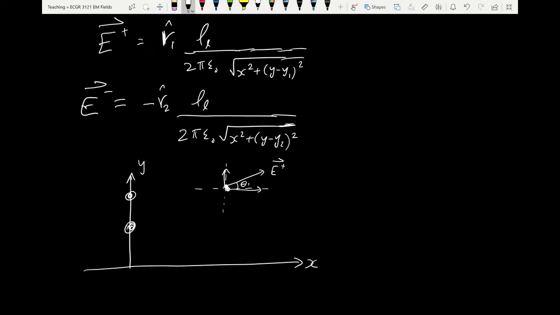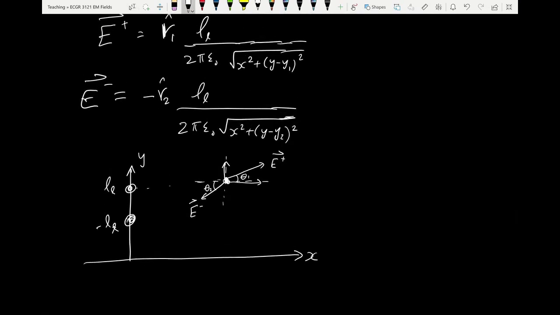Right? And then E minus is going to be, so this is coming from here, right? From the positively charged transmission line. From the negatively charged transmission line, there's going to be field pointing towards it, right? E minus. Fields always emanate from positive charges and point towards negative charges, right? And again, this will have an angle theta 2. And again, we can decompose this into two components, a component in the x-axis direction and a component in the y-axis direction.